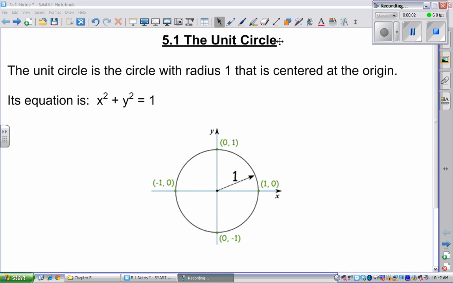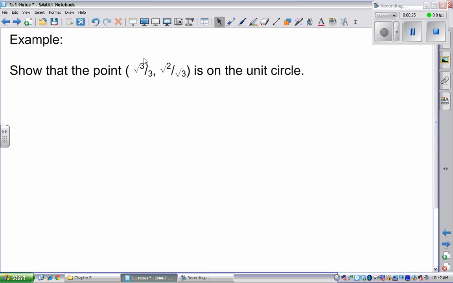Section 5.1, the unit circle. The unit circle is a circle with radius 1 that's centered at the origin. So it's the equation x squared plus y squared equals 1, because the radius is 1. So it goes 1 unit every direction, so it touches all 4 of those points. And you can also find other points by plugging them in for x and y. You can test to see if a point is on the circle.